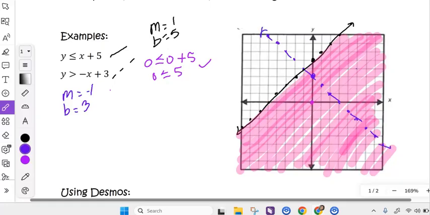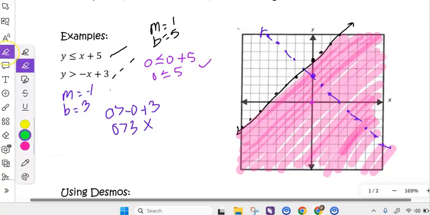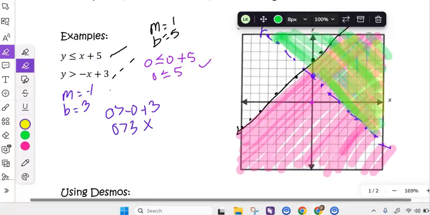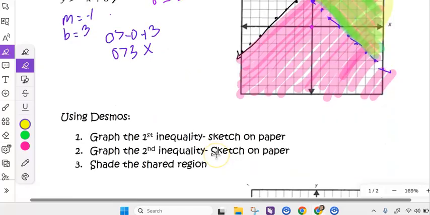Now we're going to plug in, again, 0, 0, because it doesn't go through the line, to see if it's true. So 0 is greater than negative 0 plus 3. 0 is greater than 3. Is 0 greater than 3? No. So that means I'm going to shade above this line. So my solution to this system of inequalities is anything in this double shaded region. Any point. All right, now let's talk about how to do it on Desmos.